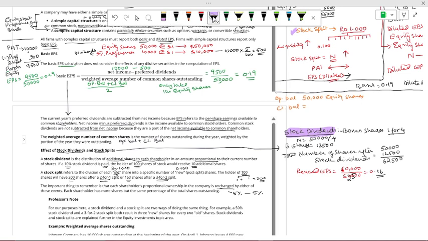Keep it in mind. This is the one they will ask. The ownership will remain unchanged. I'm putting a star mark by this. Each shareholder has more shares, but the percentage of the shares will remain the same.